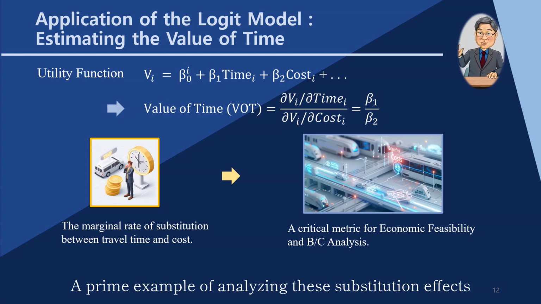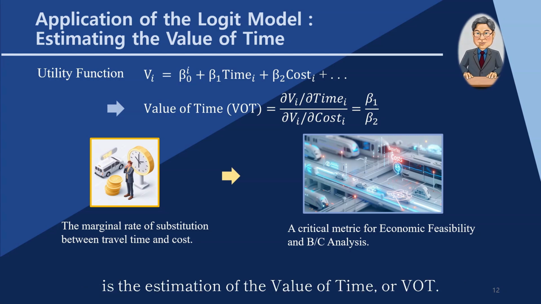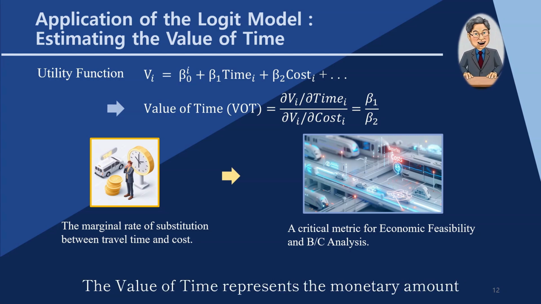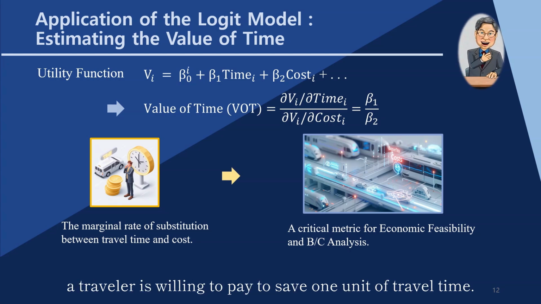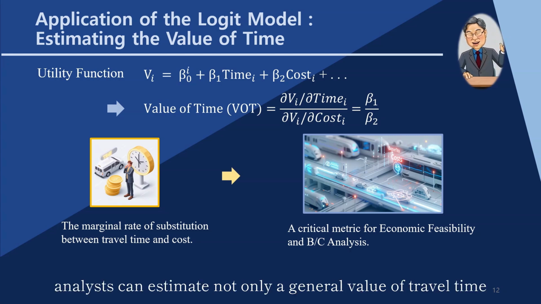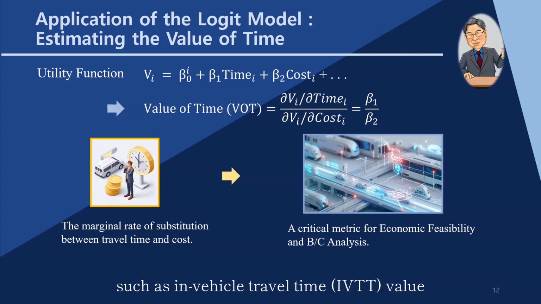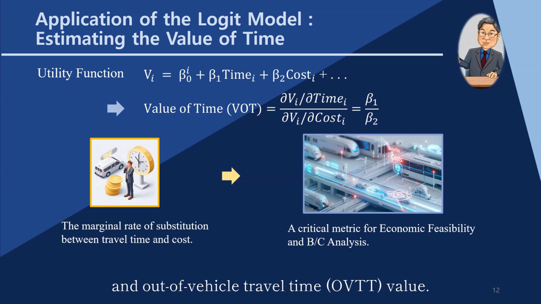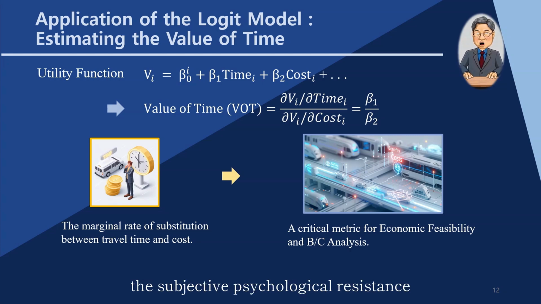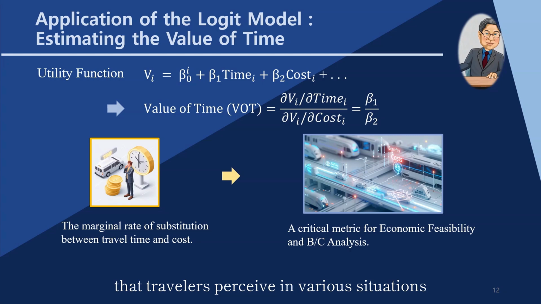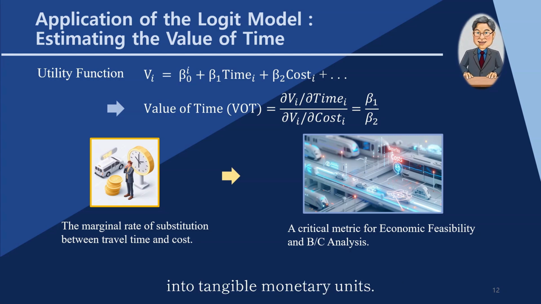A prime example of analyzing these substitution effects is the estimation of the value of time, or VOT. The value of time represents the monetary amount a traveler is willing to pay to save 1 unit of travel time. Depending on the analytical objective, analysts can estimate not only a general value of travel time, but also more disaggregated measures, such as in-vehicle travel time, IVTT value, and out-of-vehicle travel time, OVTT value. This enables researchers to quantify the subjective psychological resistance that travelers perceive in various situations into tangible monetary units.